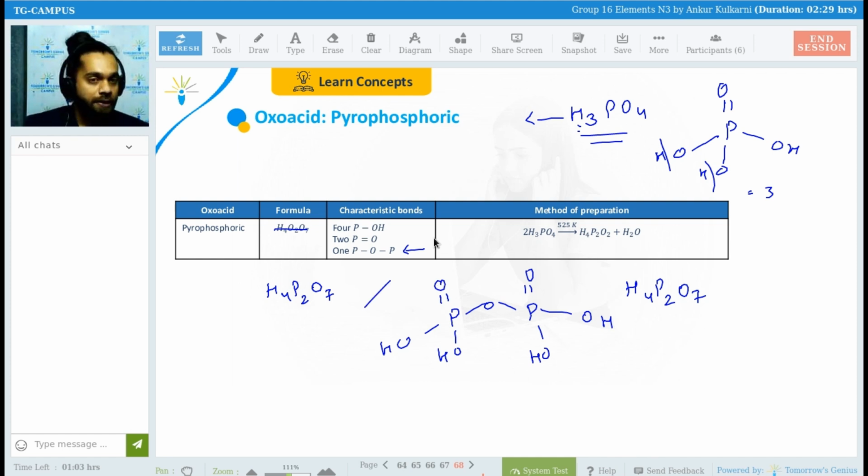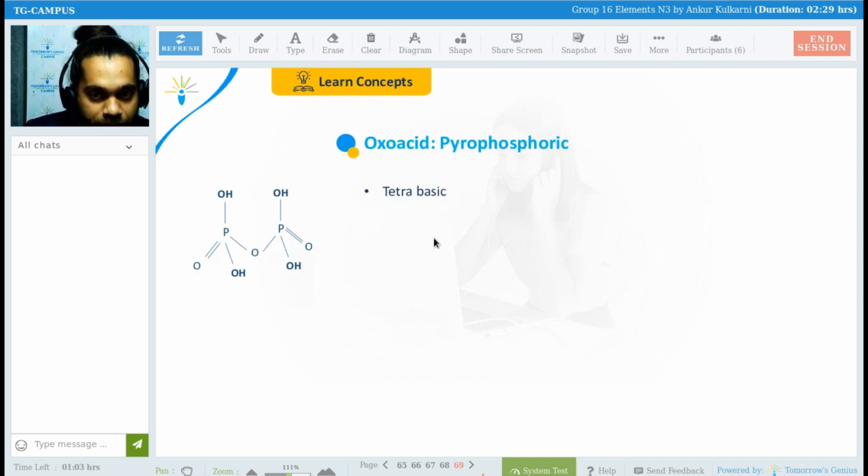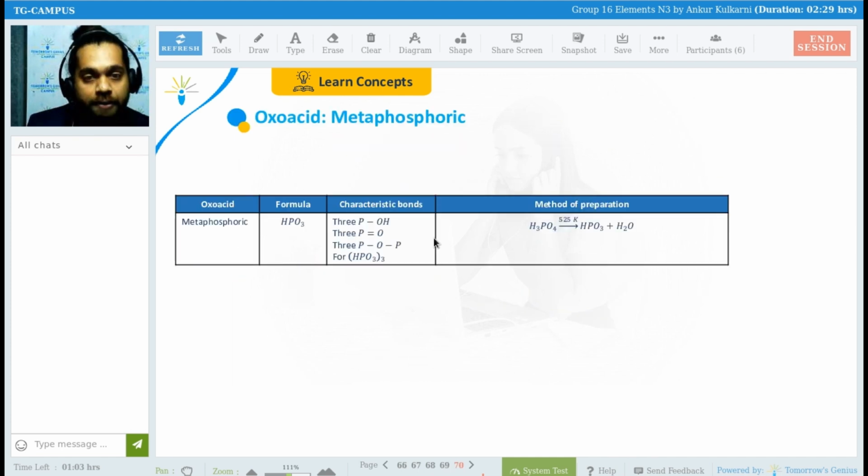Is it clear, everyone? So these structures are important. I hope you are able to do it. Only thing again, this is pyrophosphoric acid. You have to remember the name. That is the only difficult part. This is tetrabasic. Then you have the metaphosphoric acid, same thing.